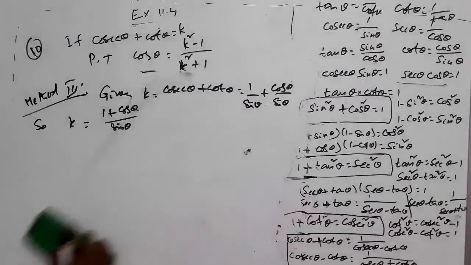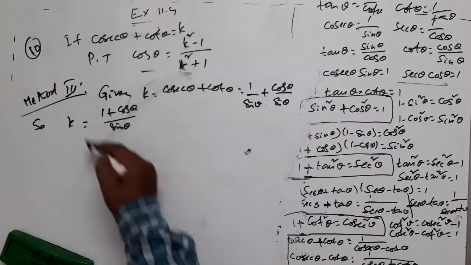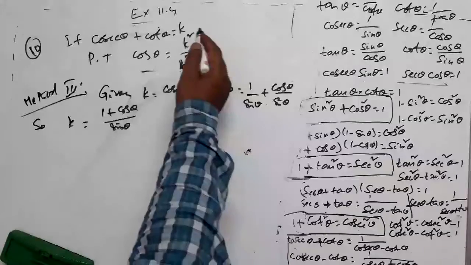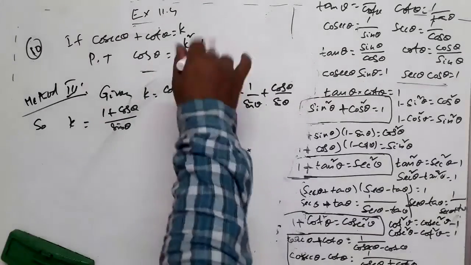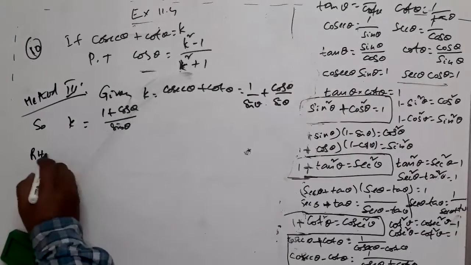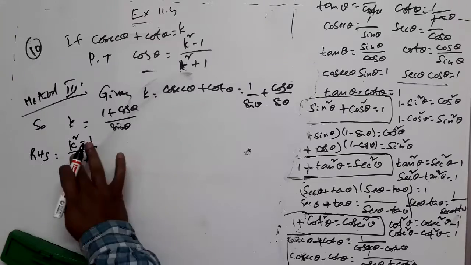Now let us see what is required. Cos theta is this. K I know in terms of sine and cos. I want to show that this expression is equal to cos theta. So I should start at right hand side part. Now RHS is equal to k square minus 1 by k square plus 1. Blindly I am substituting.